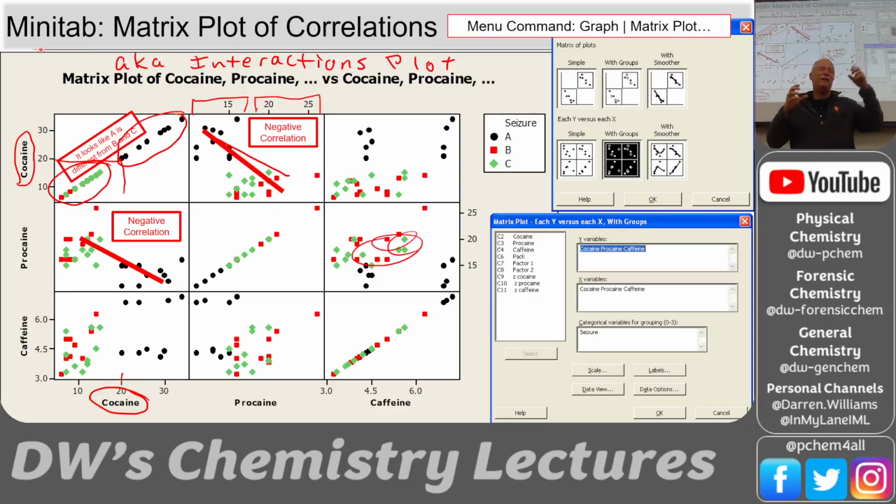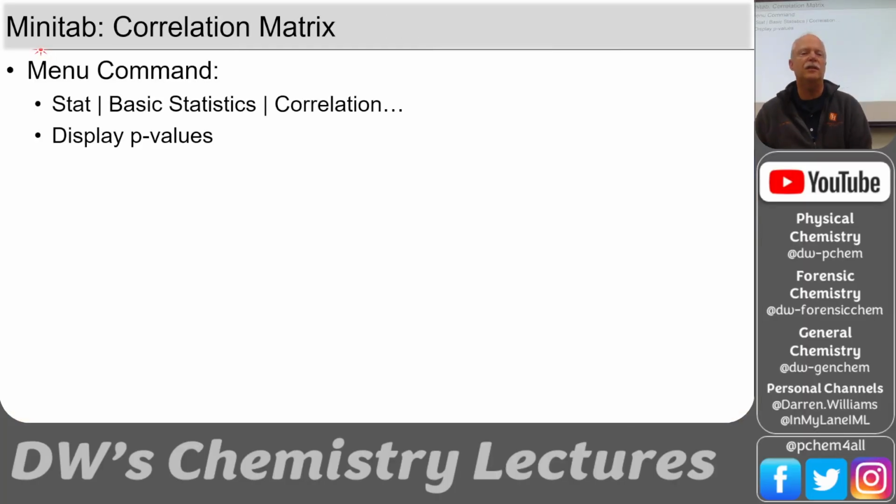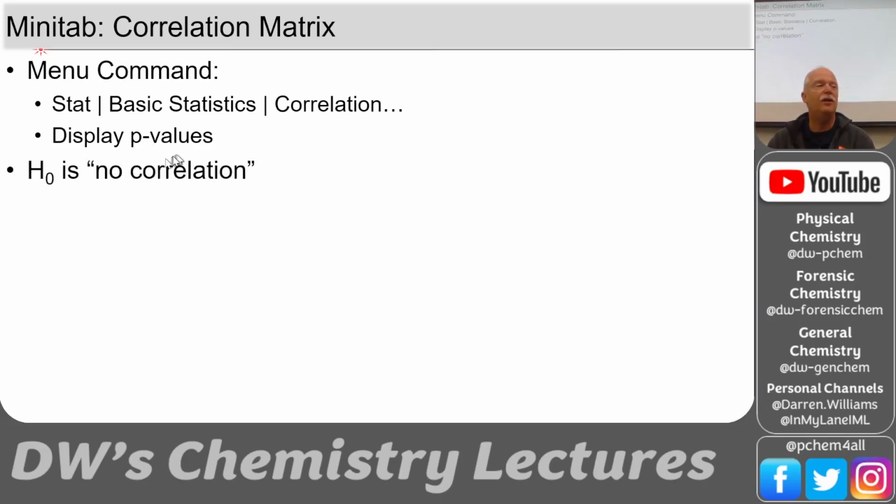Also, the data is kind of scattered. So what's the p-value for that correlation? It'd be nice to know. Is the correlation statistically significant, or does it just kind of look significant? That's what the correlation matrix will give us. So you go to basic statistics, correlation, and display p-values. And then if you're going to use a p-value, you need to know what the null hypothesis is.